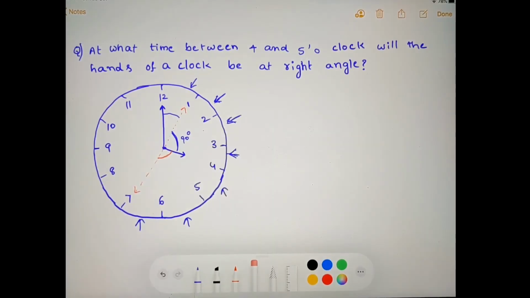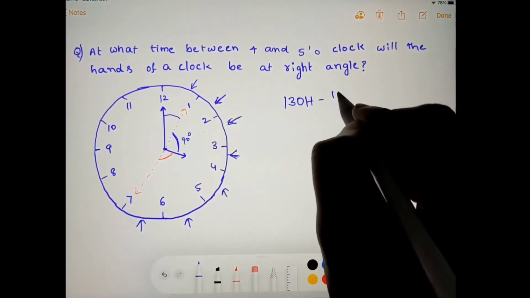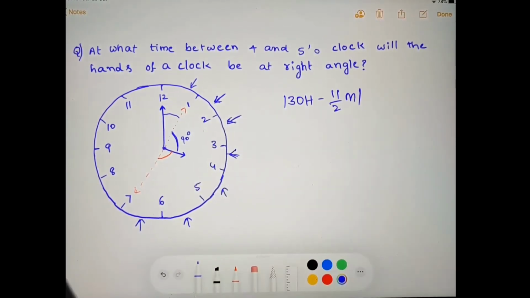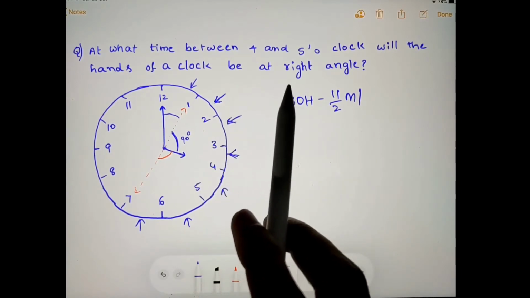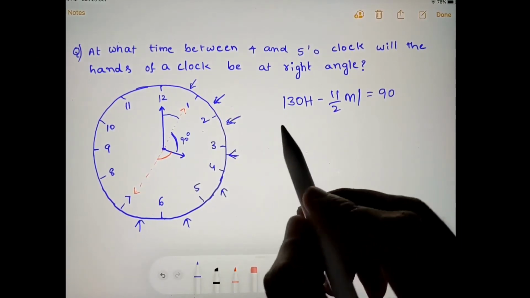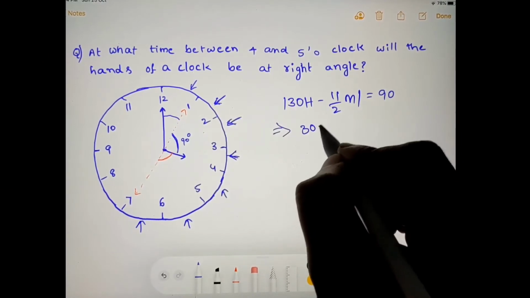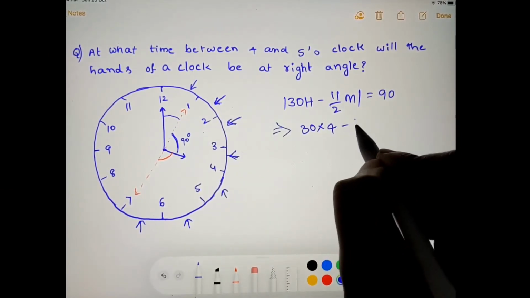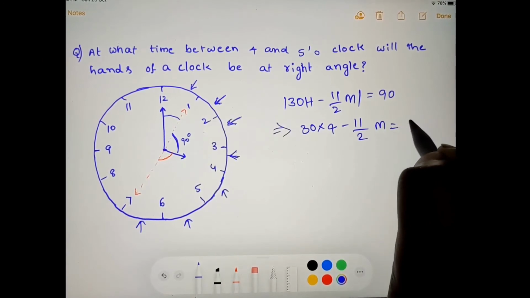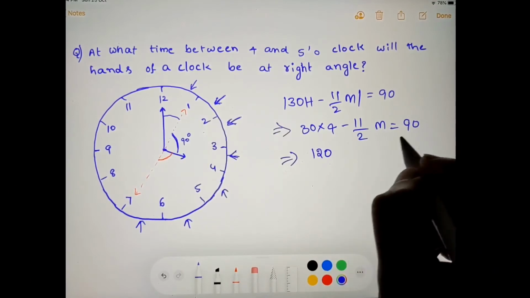Now we will solve the problem using formula. Formula to find angle between long hand and short hand is mod 30h minus 11 by 2m. Here we need to find out right angle. So angle should be 90 degrees. Let's substitute. Here 30h, h means hours, it is 4, minus 11 by 2 m. Minutes is what we need to identify, and 30 into 4 is 120.